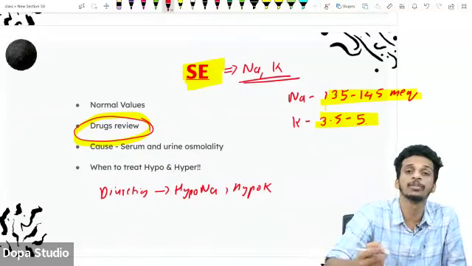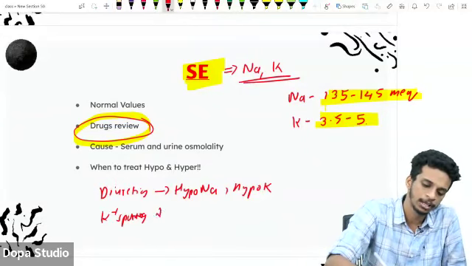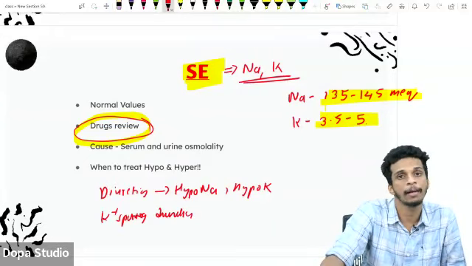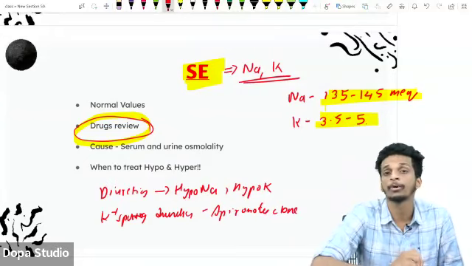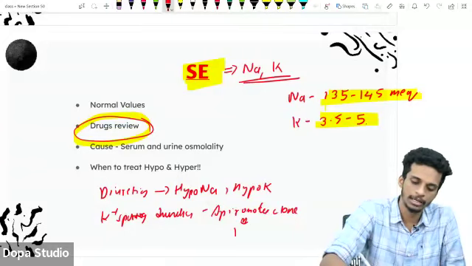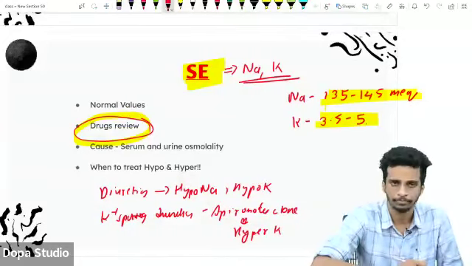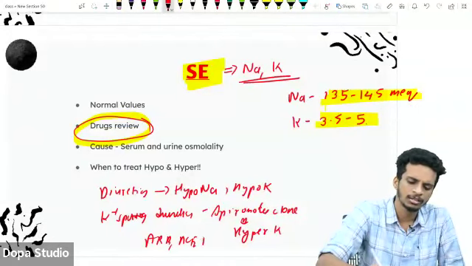Now if the patient is taking a potassium sparing diuretic, that means a diuretic like spironolactone, eplerenone, triamterene, amiloride, drugs like that. Usually what we see is spironolactone. Spironolactone is the most commonly used potassium sparing diuretic. So it's natural for that patient to have hyperkalemia. Clear? Now drugs like ARBs or ACE inhibitors can all cause hyperkalemia.